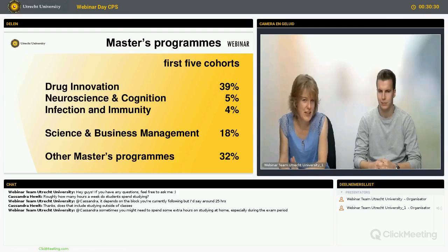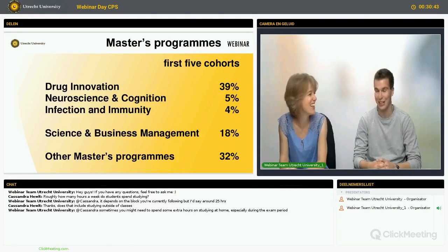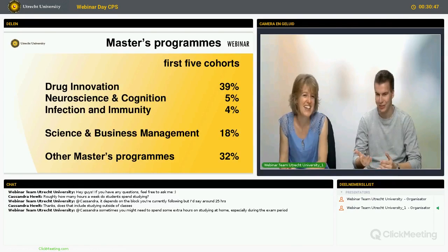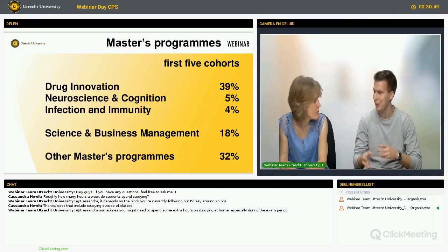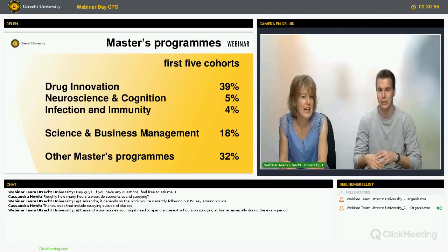We have the statistics: 39% continue with the Master of Drug Innovation. That's a really nice follow-up to CPS, and that's also what you are considering. Yeah, I might be considering actually getting my application in. I'll probably apply for Drug Innovation, because, as Daphne was saying, it follows the same themes, the same ideas of drug research. So if you begin with CPS, it makes a lot of sense to continue through to Drug Innovation.